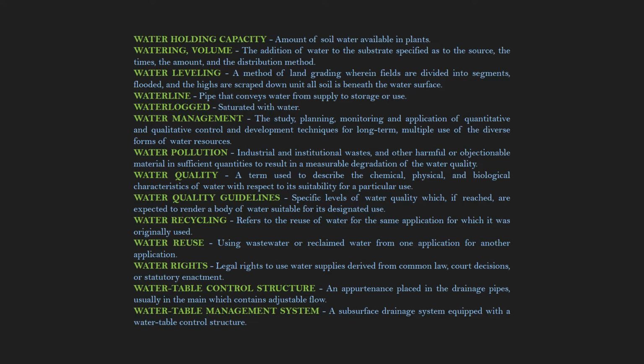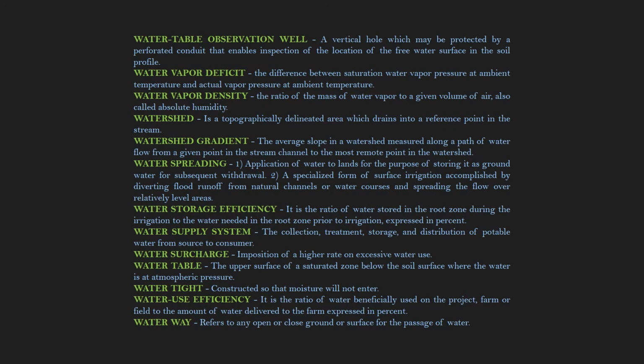Water rights. Legal rights to use water supplies derived from common law, court decisions, or statutory enactment. Water table control structure. An appurtenance placed in the drainage pipes, usually in the main, which contains adjustable flow. Water table management system. A subsurface drainage system equipped with a water table control structure. Water table observation well. A vertical hole which may be protected by a perforated conduit that enables inspection of the location of the free water surface in the soil profile.